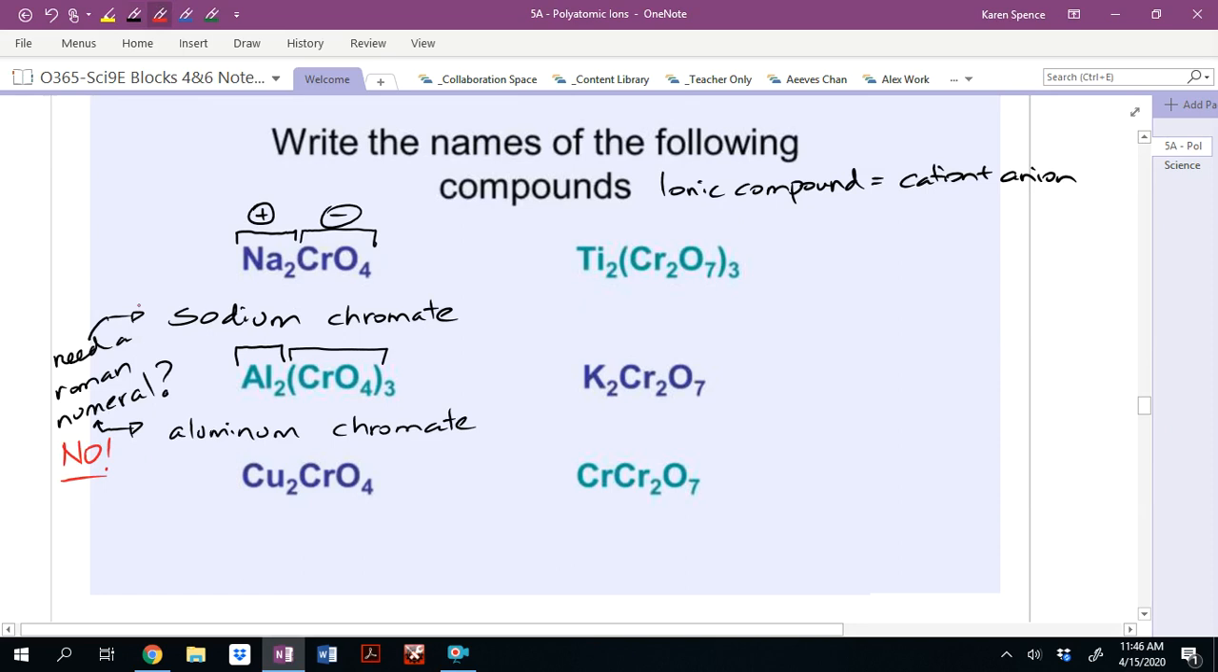Neither sodium nor aluminum are in the red zone. Therefore, no Roman numeral.